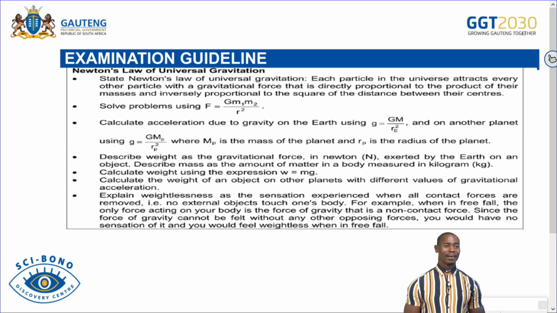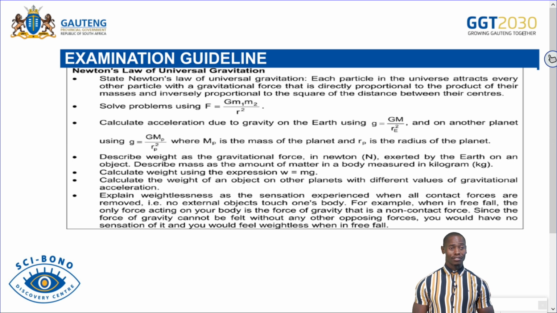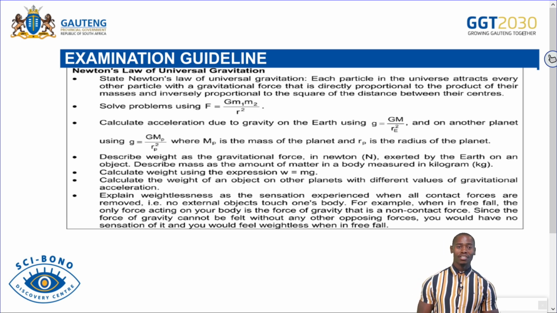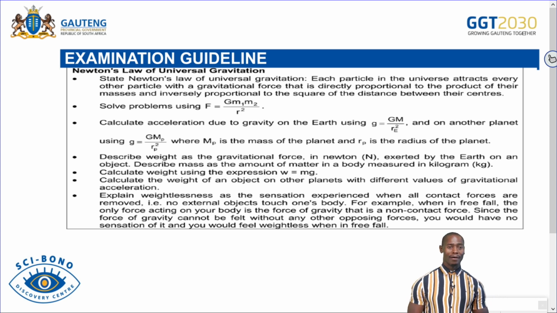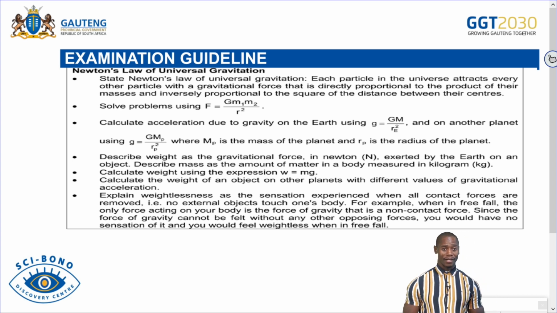This is what we need to cover under Newton's law of universal gravitation according to our examination guidelines. State Newton's law of universal gravitation as: each particle in the universe attracts every other particle with a gravitational force that is directly proportional to the product of the masses and inversely proportional to the square of the distance between their centers. Also solve problems using the equation F equals G m1 m2 over r squared. Calculate acceleration due to gravity using the equation g equals capital G M over r squared.